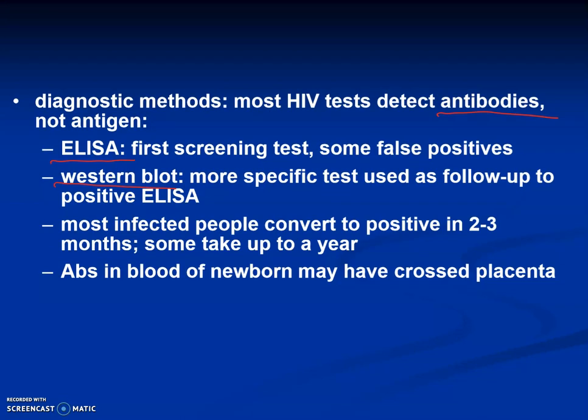Now let's take a look at diagnostic methods. Most HIV tests look for the antibodies against HIV, not the antigen. You can use an ELISA test or Western blot to look for the antibodies, but you have to keep in mind that it takes some time for people to show a positive on these tests, because it takes several months, sometimes up to a year, before people convert to positive with the antibody tests.